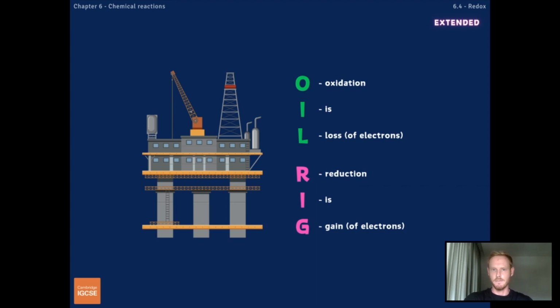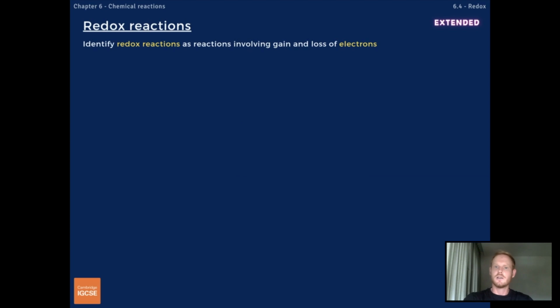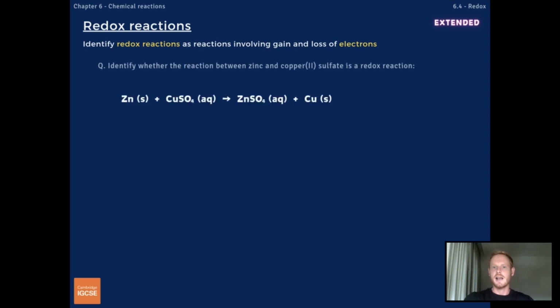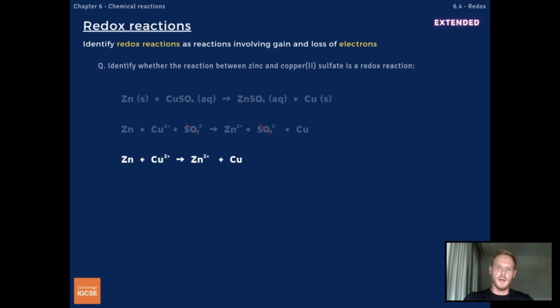Redox reactions involve simultaneous oxidation and reduction, which in this context means simultaneous loss and gain of electrons. For example, zinc reacts with copper(II) sulfate to form zinc sulfate and copper. The equation can be written as an ionic equation by replacing any aqueous ionic compounds with their component ions. For more on this, check out my video on topic 3.1. We can then remove or cancel out any spectator ions, which are the unchanged ions that appear on both sides of the equation. This leaves us with Zn plus Cu2+ forms Zn2+ plus Cu.